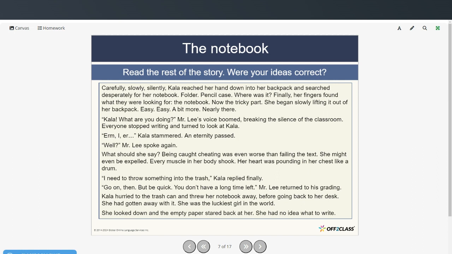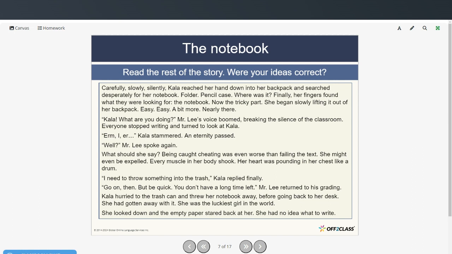Kayla stammered. An eternity passed. Well, Mr. Lee spoke again. What should she say? Being caught cheating was even worse than failing the test. She might even be expelled. Every muscle in her body shook. Her heart was pounding in her chest like a drum. I need to throw something into the trash, Kayla replied finally. Go on then, but be quick. You don't have a long time left.